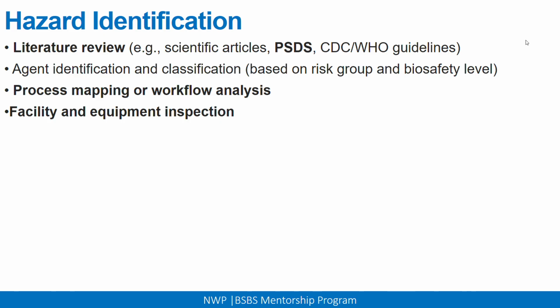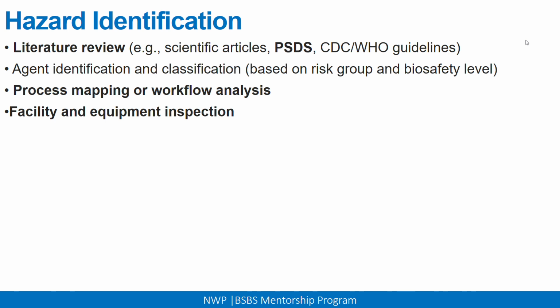Then another method is facility and equipment inspection. So as you are doing maybe your process mapping, or as you are doing your literature review, it's always important to also look at the functionality of certain equipment that may prevent the exposure to certain biological agents. For example, you need to check, how is your biosafety cabinet working? Is it functional or is it not functional? Because it being functional or not functional will tell you something about the chances of you getting exposed to whatever it is you are handling inside there.